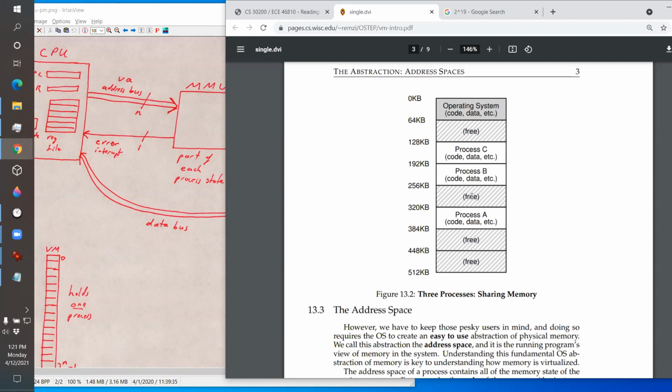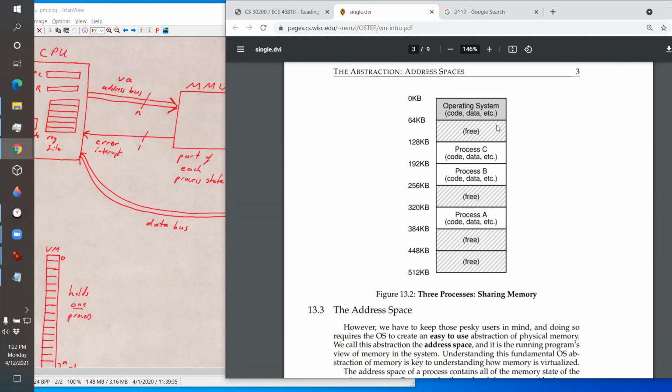But what we would like to do is take process A and bump it down to here and make a big empty space in here and load a big process inside here. That's what computers do in the real world. They'll move processes around to make room for bigger processes. This is referred to as fragmentation.